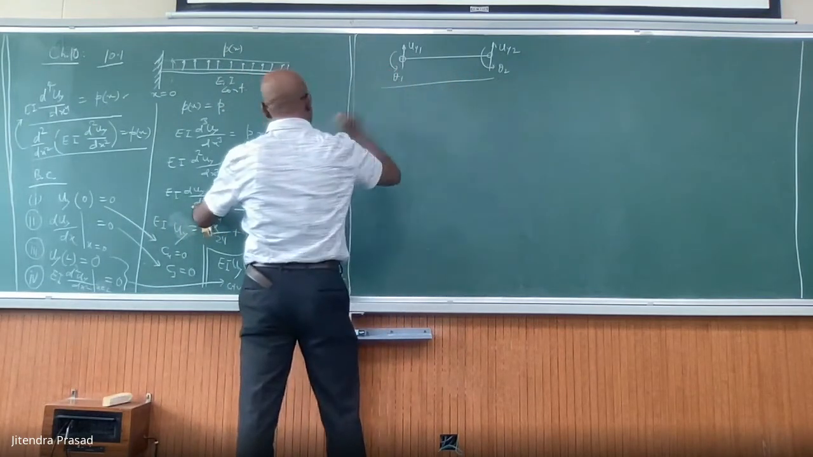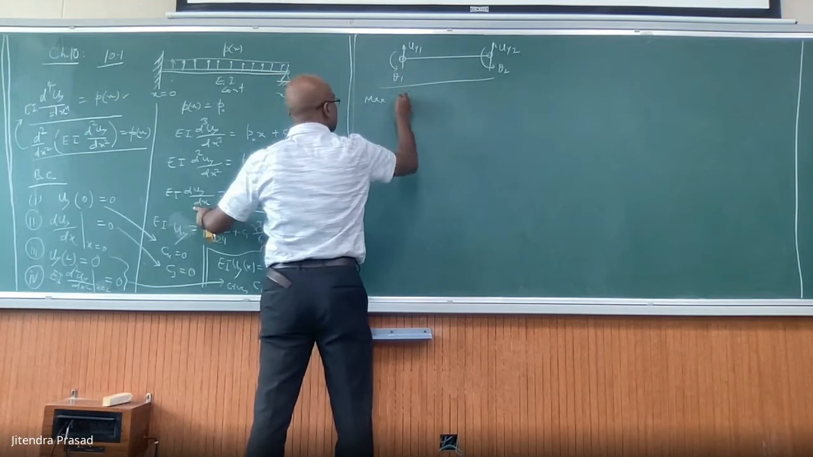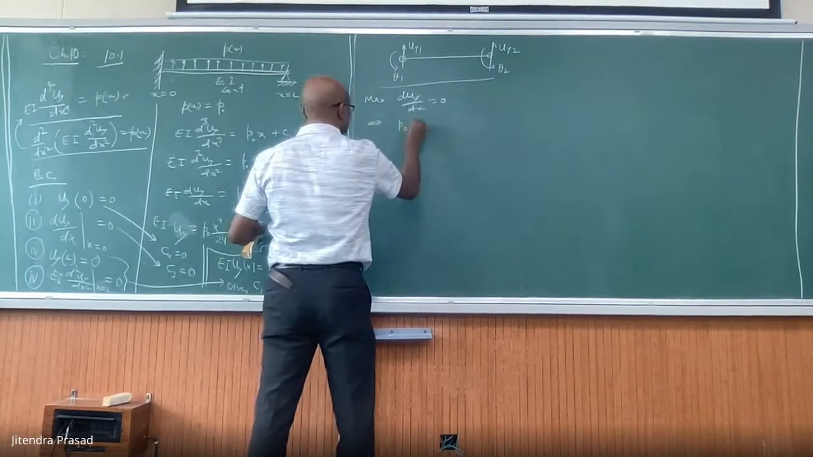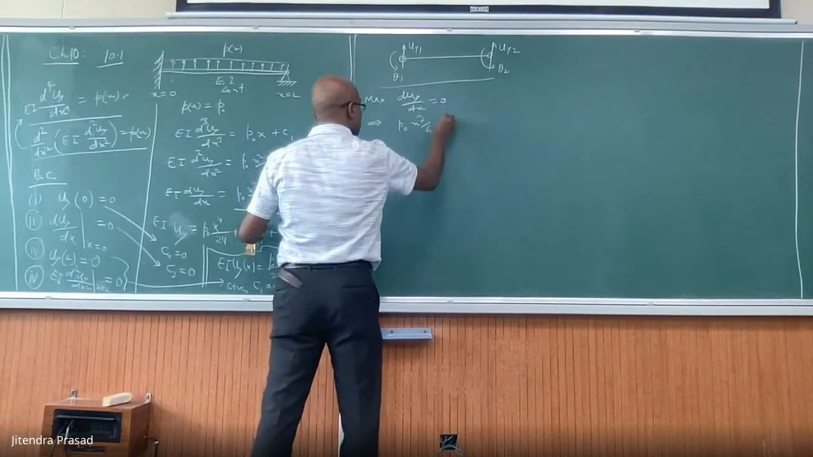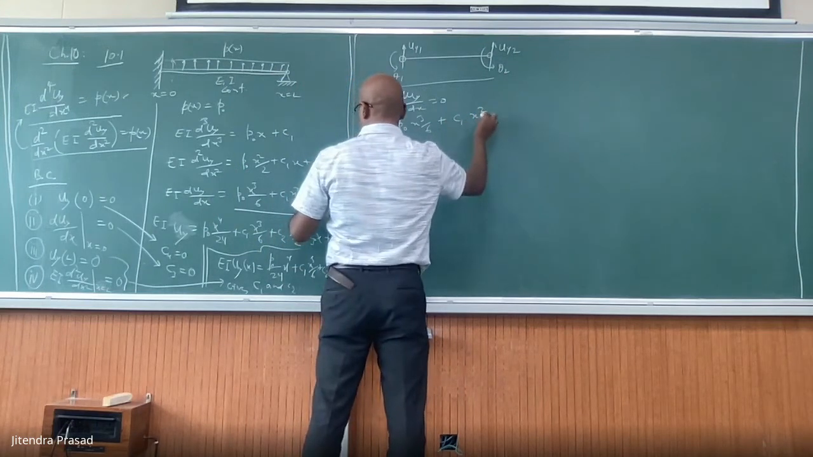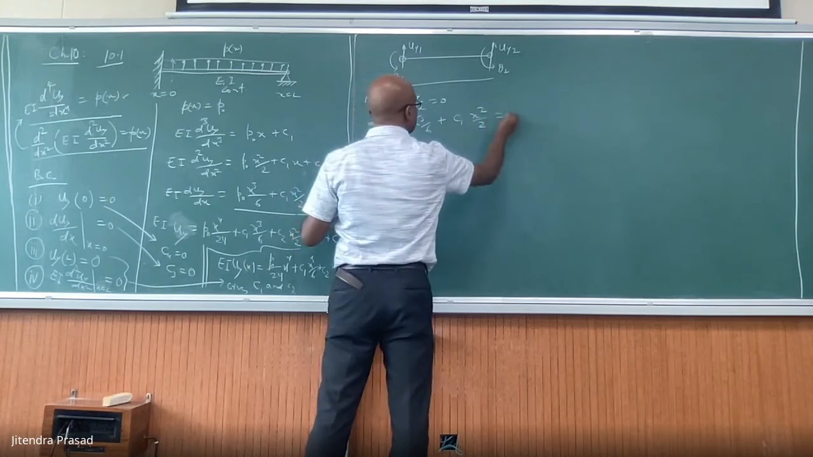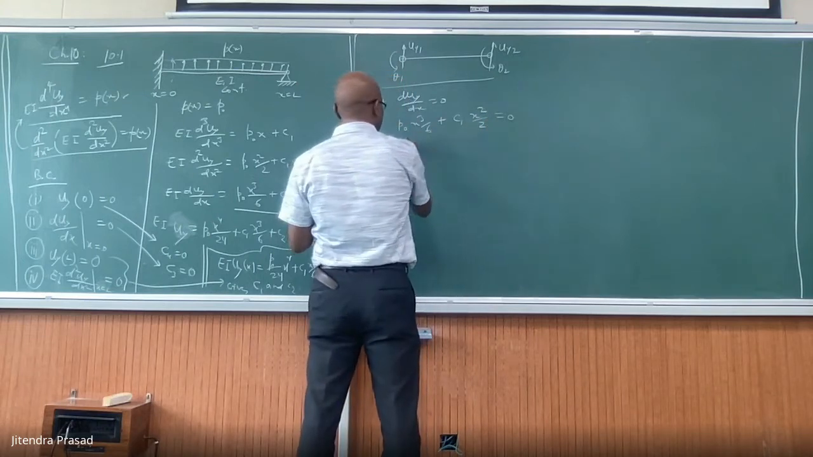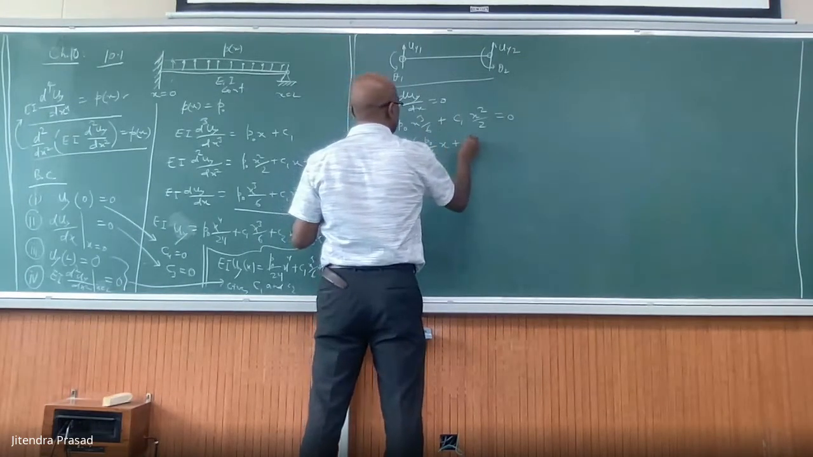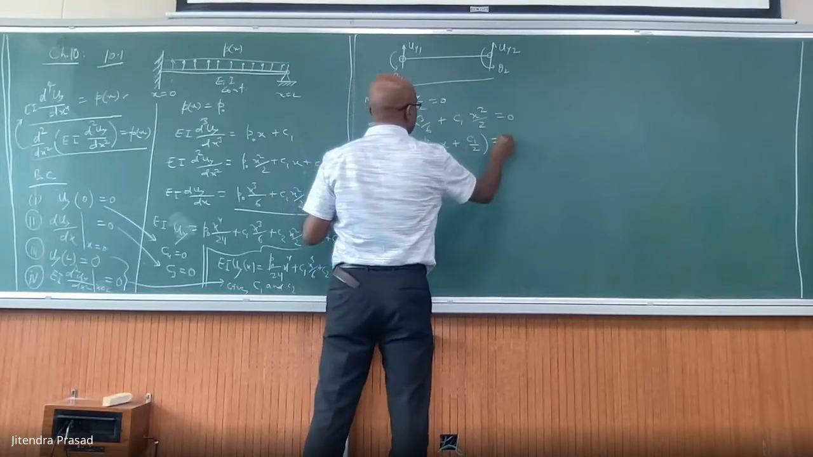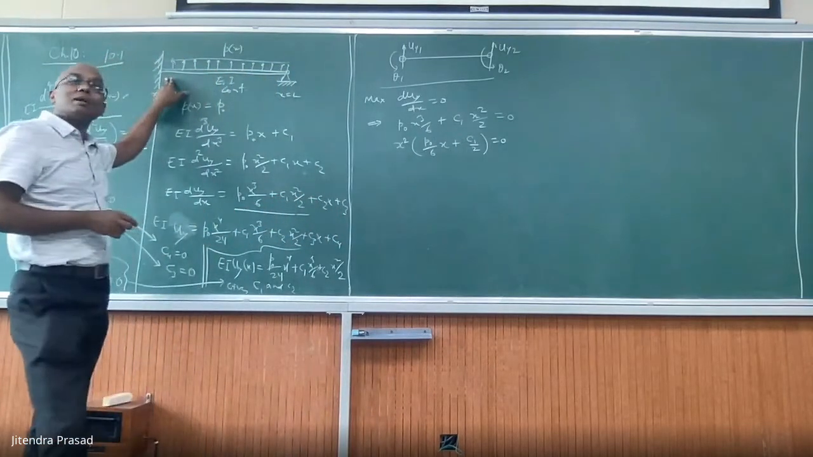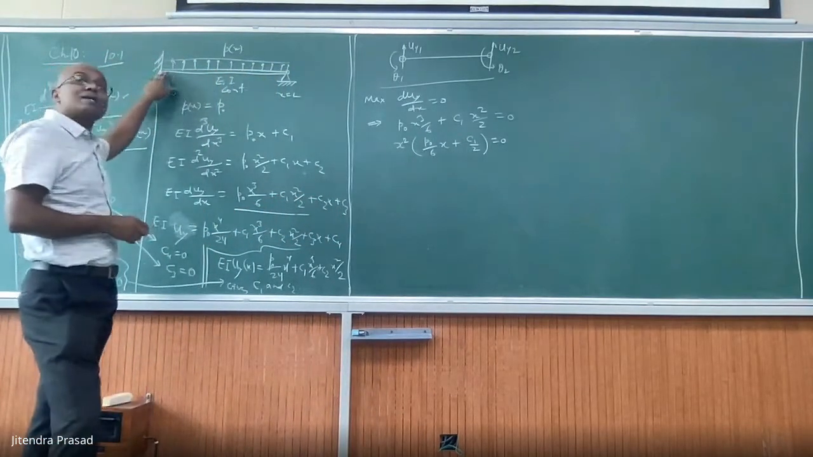Let me do this later. So for the maximum, dUy over dx is equal to 0. That means p0 x cubed over 6 plus c1 x squared over 2 is equal to 0, right? So the solution gives you x squared times (p0 over 6 x plus c1 over 2) is equal to 0, right? So x equal to 0 gives you the point where the slope is 0.